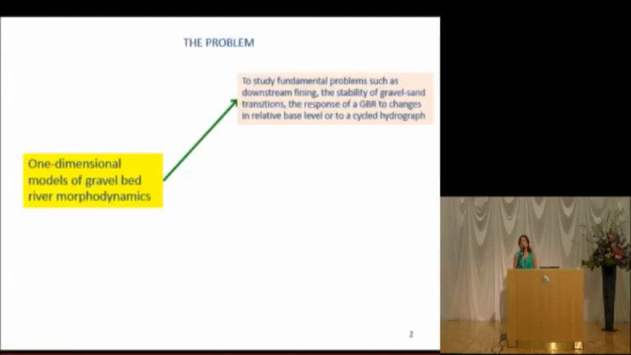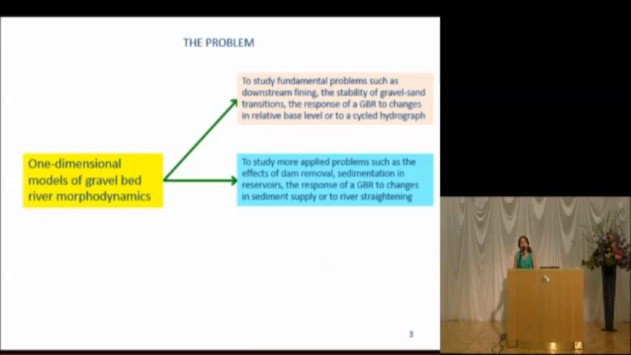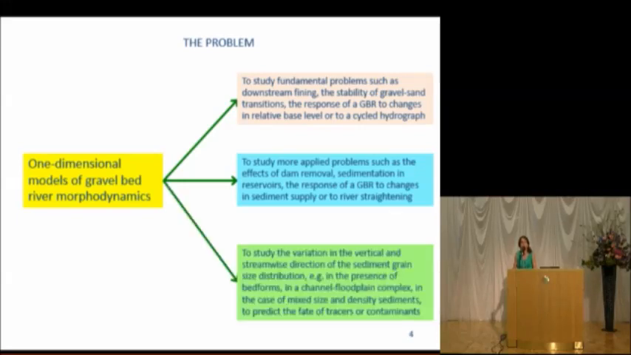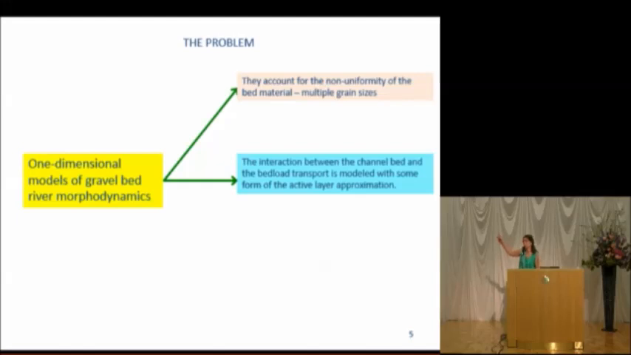The problem that we deal with here is that in the past decades, numerical models of gravel bed river morphodynamics have been developed and implemented to study fundamental problems such as downstream fining and gravel sand transitions, more applied problems like dam removal or gravel augmentation. Other models have been implemented to study the vertical and streamwise variation of grain size, for example, associated with the migration of bed forms, or the same type of model that stored stratigraphy have been implemented in the attempt to model dispersal of contaminants or tracers. All these models, and this is what matters here, have two characteristics in common.